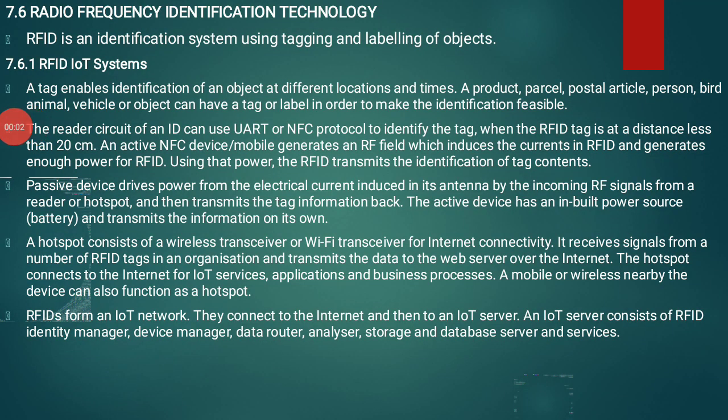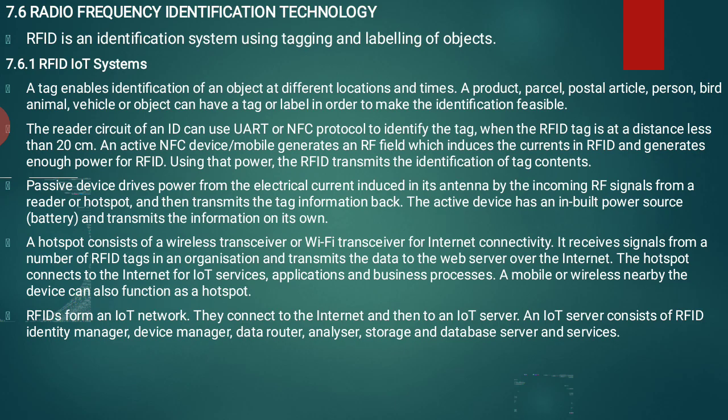Next, our topic is radio frequency identification technology, short form RFID. It is an identification system using tagging and labeling of an object. This system is used for tagging and labeling of an object. Let us see the RFID IoT system.